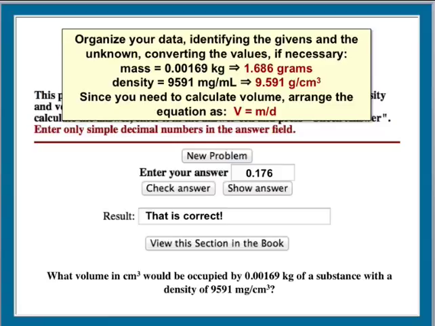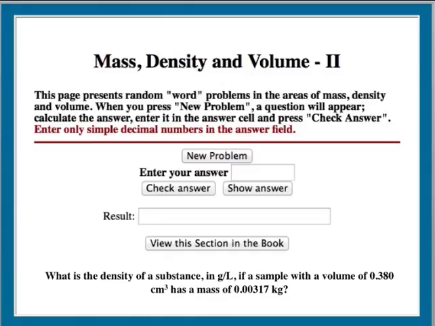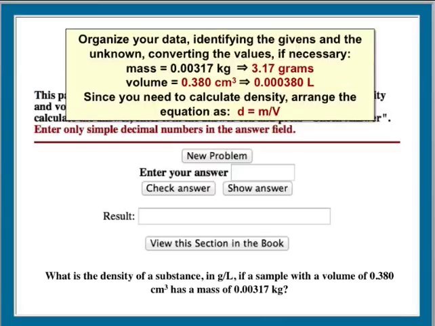Now this one's a little more sophisticated than the others, but it's still only worth 5 points. Nonetheless, at the end of the semester, if you don't do them, you're going to hate yourself. Let's just do one more here. We're looking for a density in grams per liter. We have a volume in cubic centimeters and a mass in kilograms. Again, we have to do conversions. We are given kilograms. That's the same as 3 grams.